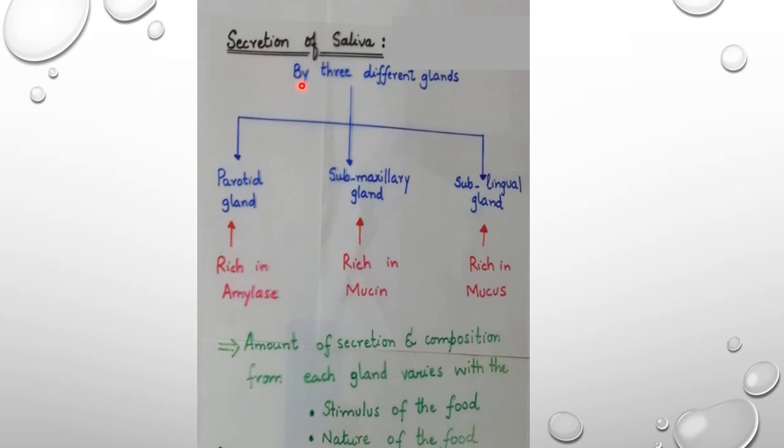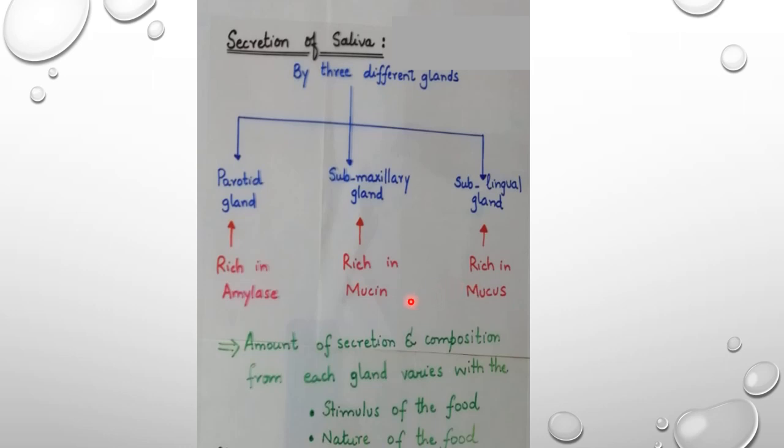Secretion of saliva is done by three important salivary glands. For example, the parotid gland, which is a type of serous gland, is rich in alpha amylase. Then the second one is the submaxillary or submandibular gland, which is rich in mucus, and the chief protein found in mucus is called mucin. And the third is the sublingual gland, which is also rich in mucus.